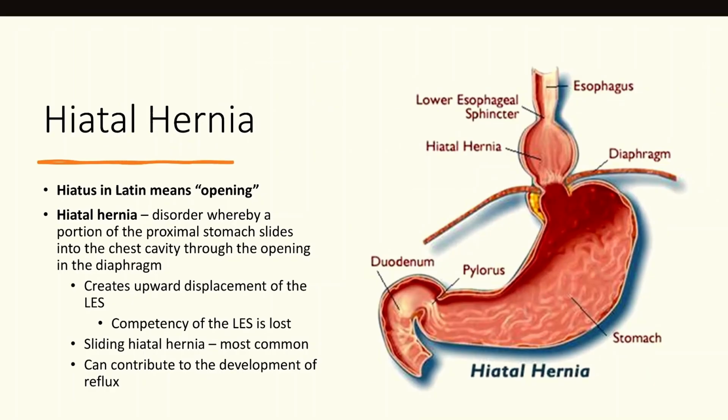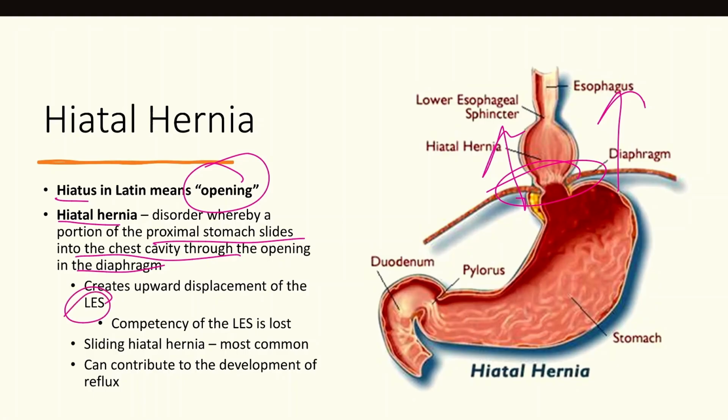Hiatal hernias. Hiatus means an opening in Latin. So we have an opening in our diaphragm where our esophagus can get through to our abdominal cavity so we can digest everything. A hiatal hernia is when part of the stomach pops up and protrudes through that opening in the diaphragm. So in a hiatal hernia, the proximal stomach slides into the chest cavity through the opening in the diaphragm. This is what a hiatal hernia is.